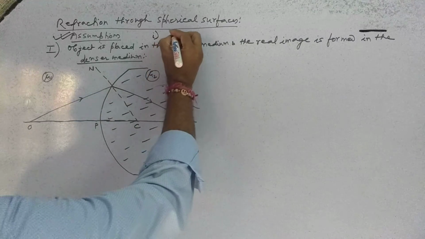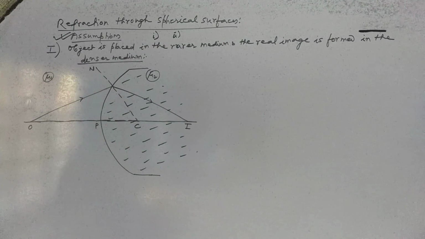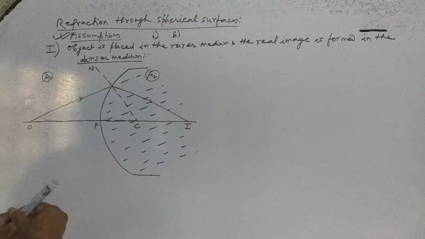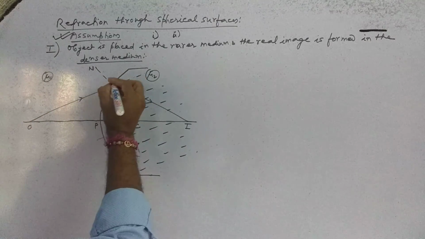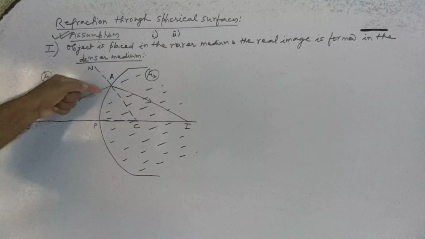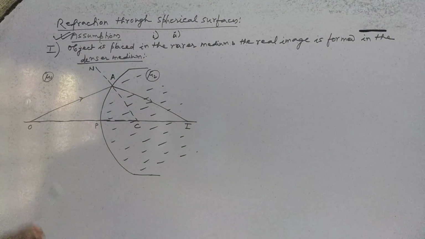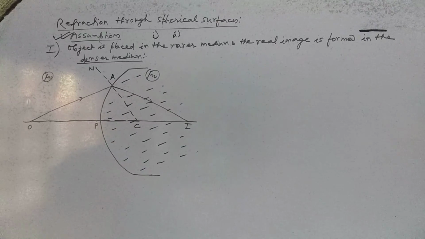Second point. The aperture of the refracting surface is very small. Which one is the aperture? Suppose from O, the ray is falling at this point. Let us say this point is A. Then PA or AP, this portion is the aperture. So the aperture of the refracting surface is very small.